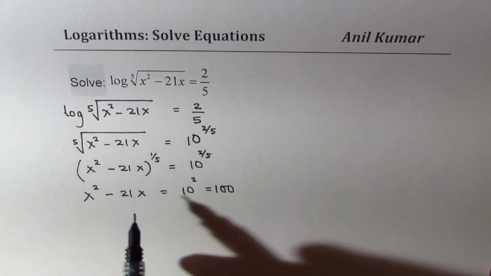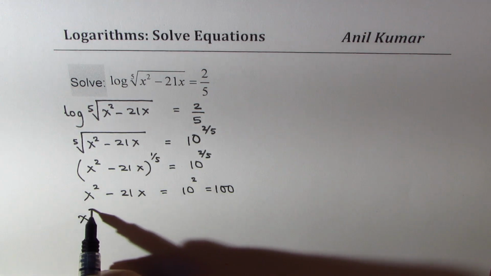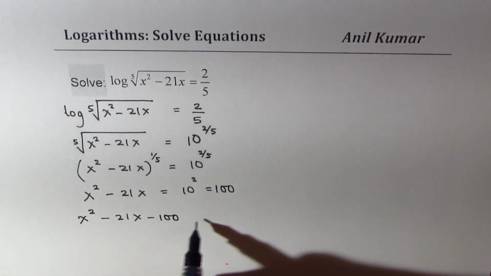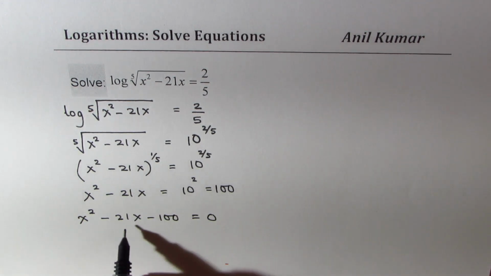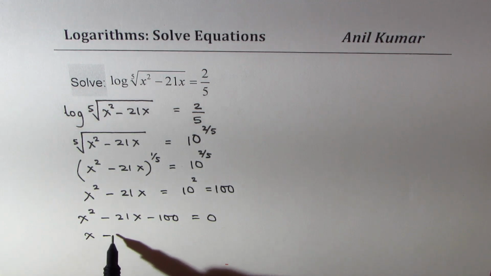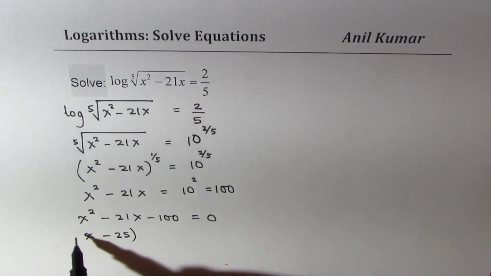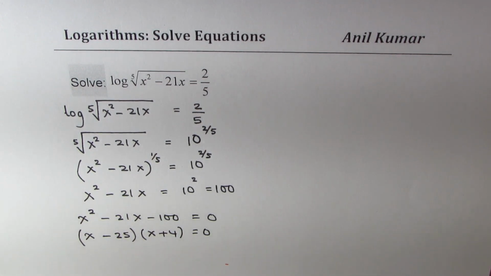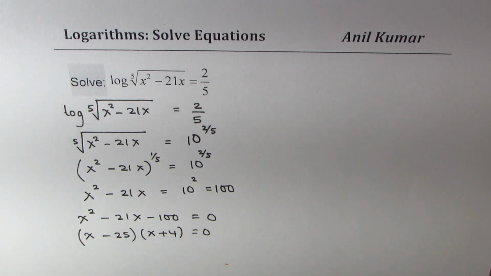Now bringing 100 to the left side, it becomes a quadratic equation. So we have x squared minus 21x minus 100 equals 0, and that can be factored. 25 times 4. So minus 25, since this is negative, times x plus 4 equals 0. So that gives us again two solutions.